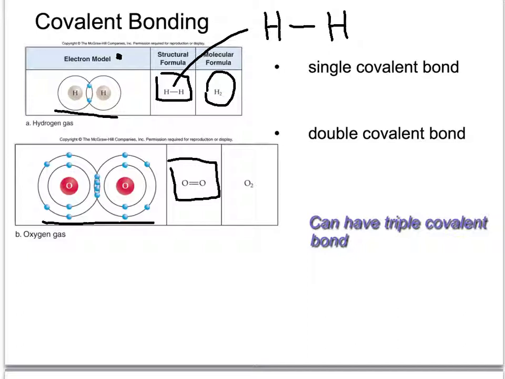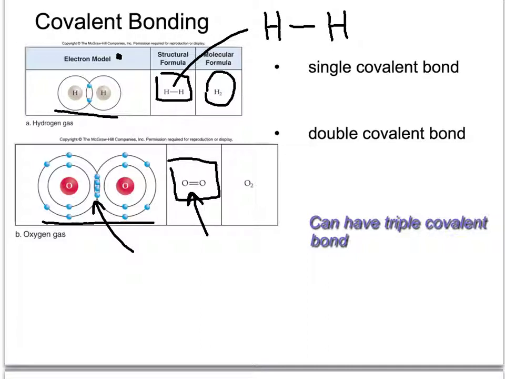So the next thing I want to draw your attention to is this down here. This is showing 2 lines as compared to the one above. What that means is that there are actually 4 electrons being shared. If you look back at the electron model, you can see here that there are 4 electrons being shared between the oxygen atoms. So each line here represents the sharing of 2 electrons.